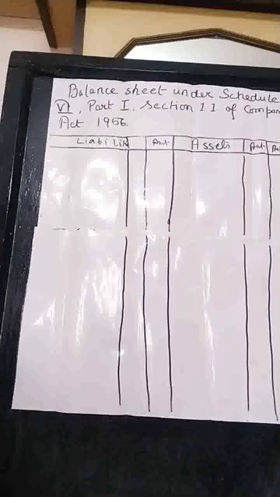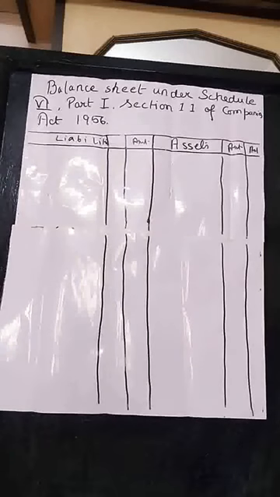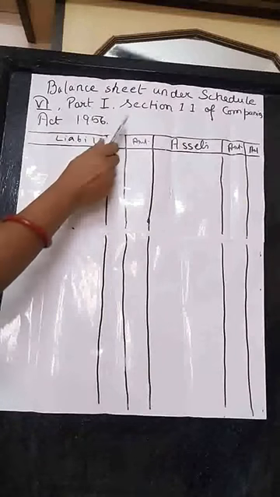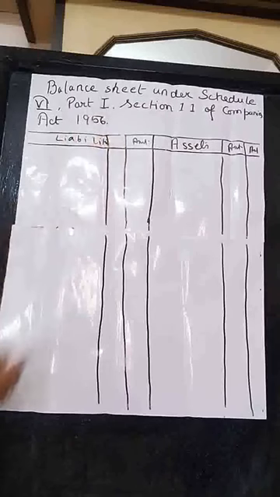See, in this video I have drawn on this board the pro forma of the horizontal form of balance sheet under Schedule 6. As you can see, follow the heading. The heading is written: Balance Sheet under Schedule 6, Part 1, Section 11 of Companies Act 1956. This is the full heading that you have to write before doing this Schedule 6 balance sheet. Up till this I have explained in the previous class.